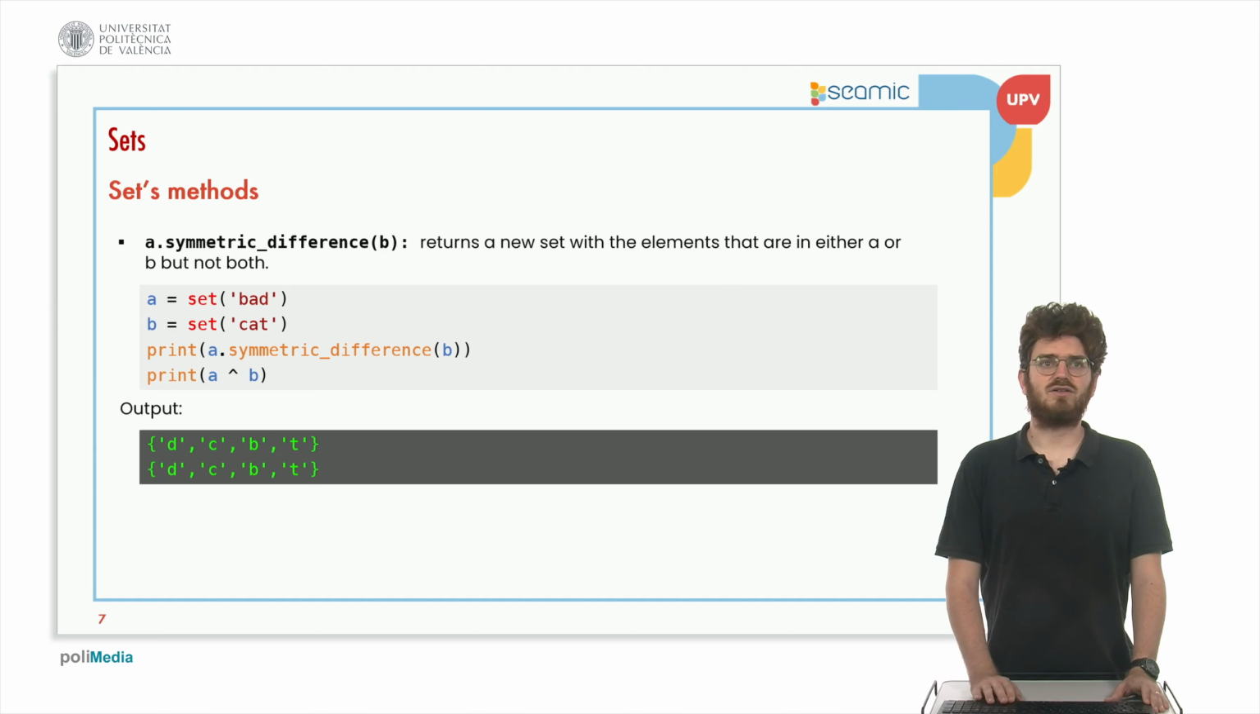Finally, we also have the symmetric difference, which means finding the elements that are unique in each of the sets. So this is the opposite of the intersection of two sets. And it also has a specific operator, in this case the circumflex accent, to use instead of the full method name. But this is always an option. You can choose whatever you want.